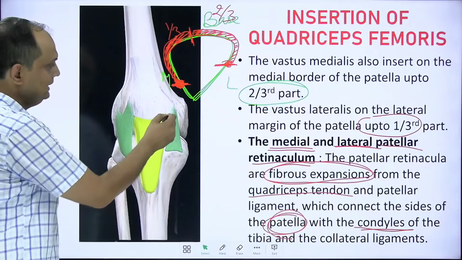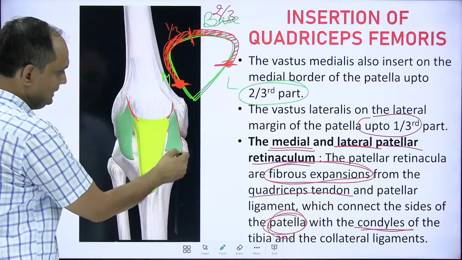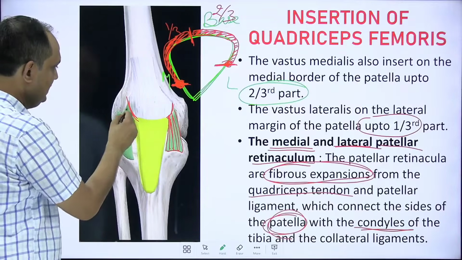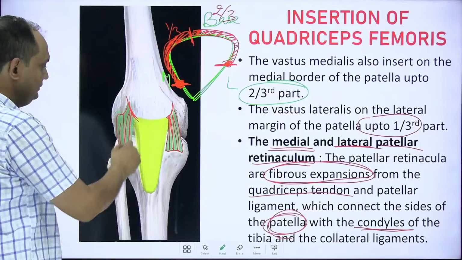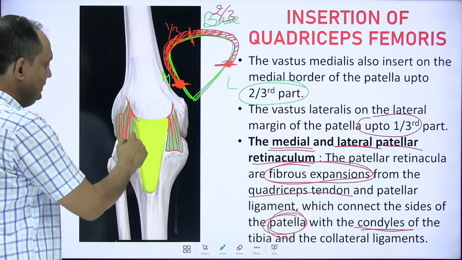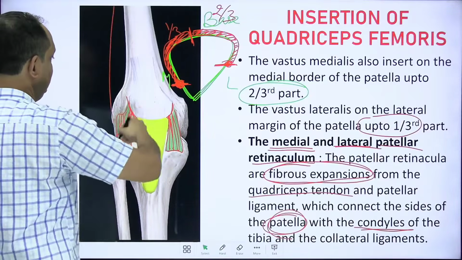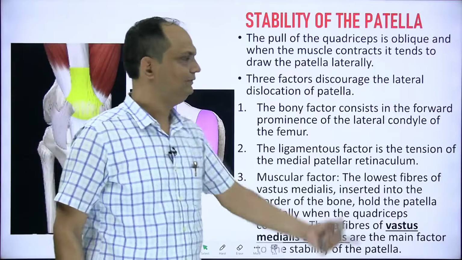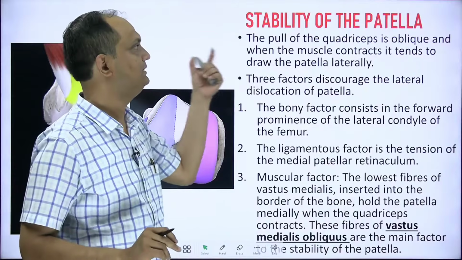So, here you can see this is the side of the patella and this green colored connection is there. Now, this is the medial retinaculum and here is the lateral retinaculum. This lateral retinaculum is supported by the iliotibial tract, which is present here on the lateral side. Now, this is a very important question for your exam.